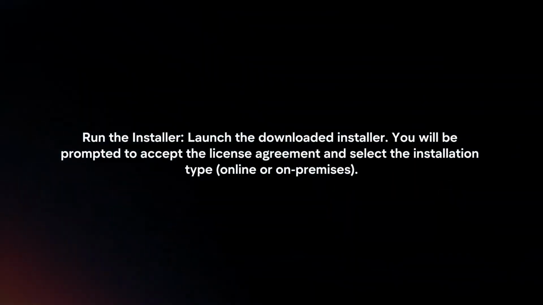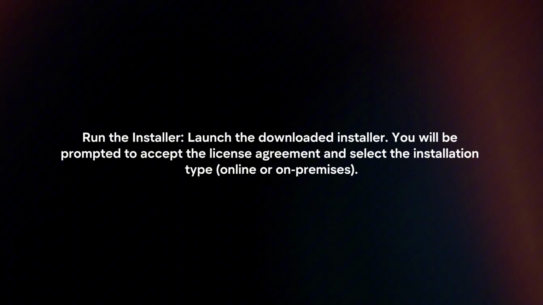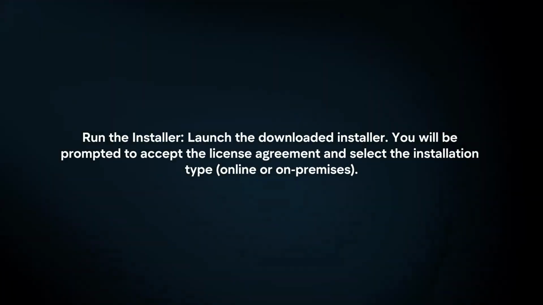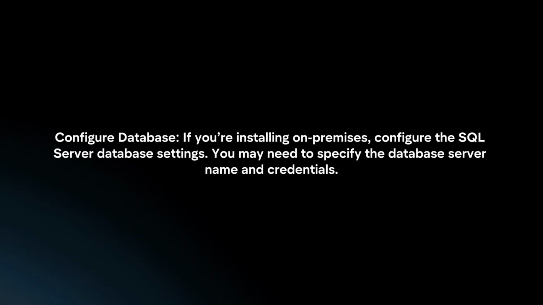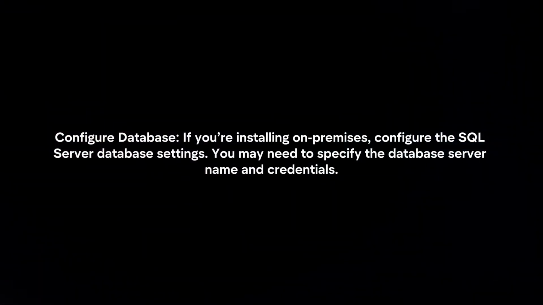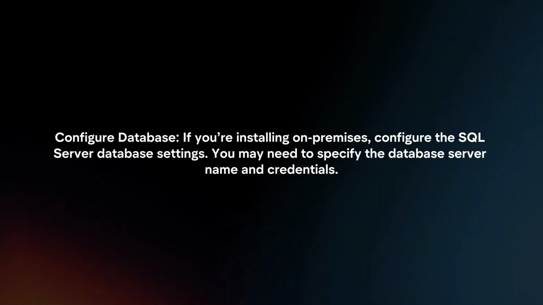Run the installer. Launch the downloaded installer. You will be prompted to accept the license agreement and select the installation type. Configure database. If you're installing on premises, configure the SQL Server database settings. You may need to specify the database server name and credentials.